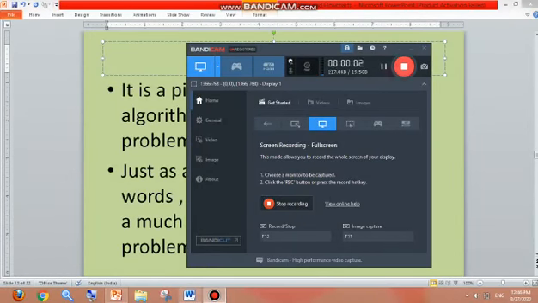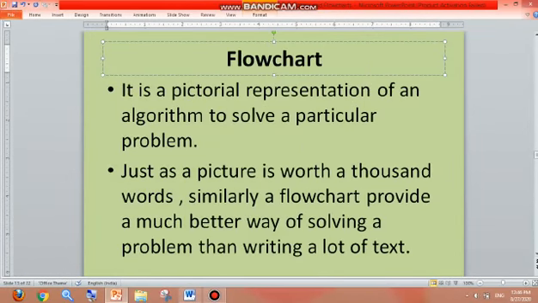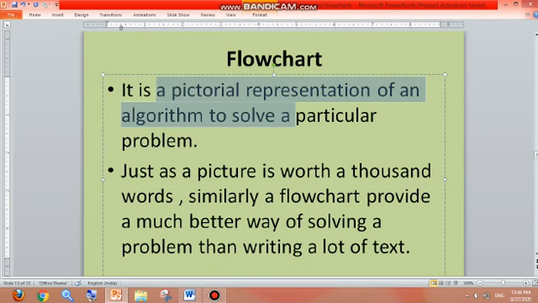Hello children, in this video I am going to explain to you what a flowchart is, why we draw it, and how we draw it. As you can see on the screen, the definition is: the pictorial representation of an algorithm to solve a particular problem.